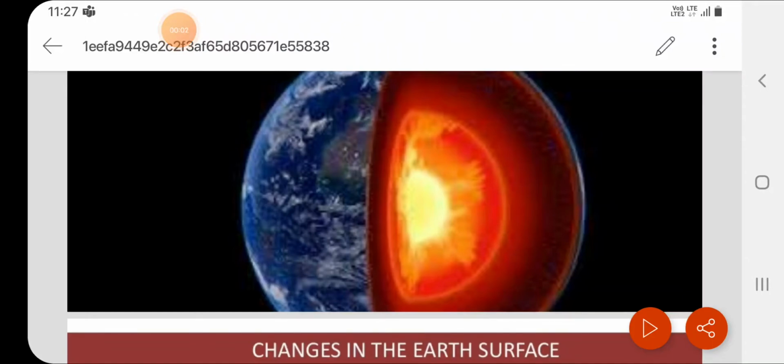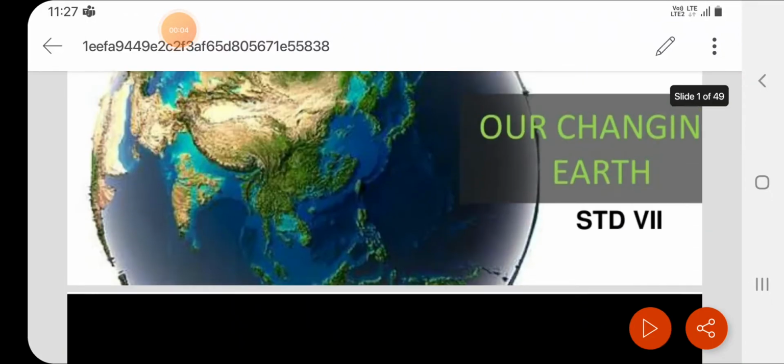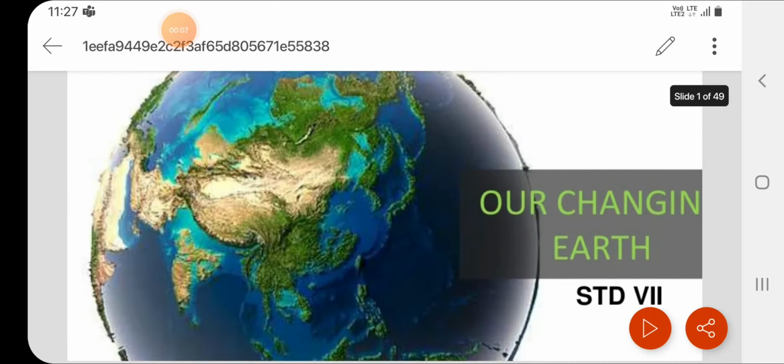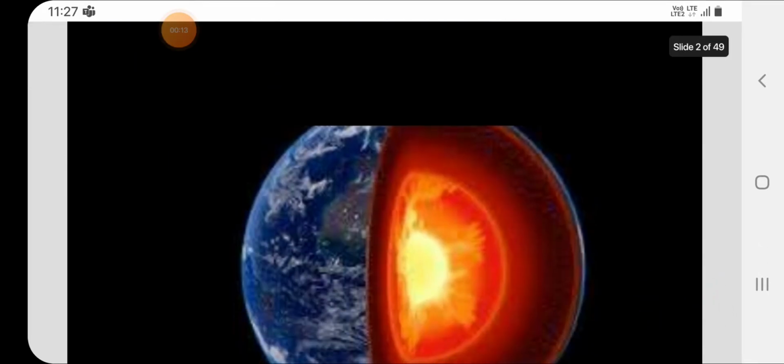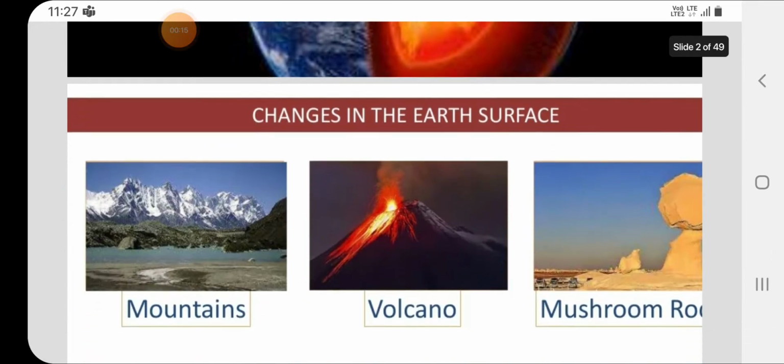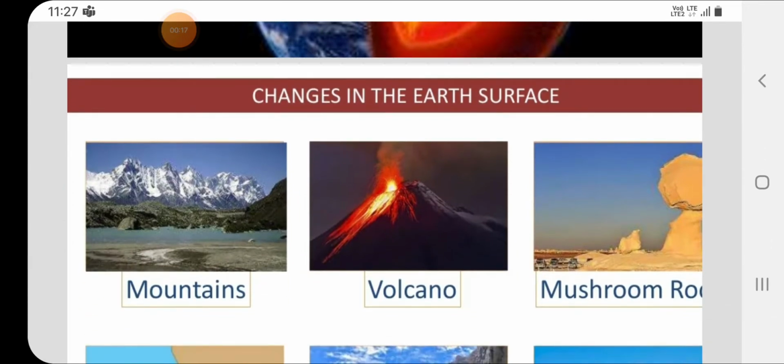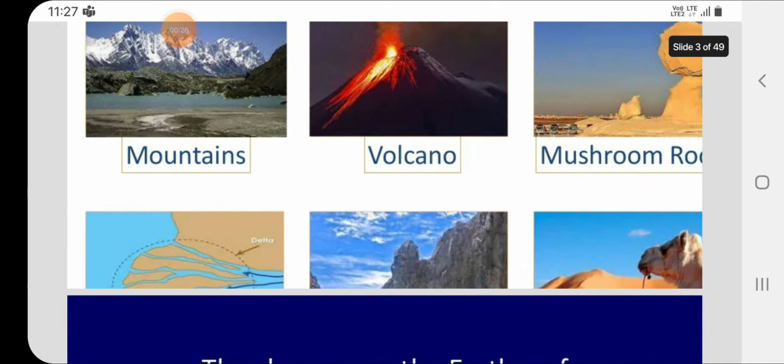Our changing earth. The lithosphere is broken into a number of plates known as lithospheric plates. Changes in the earth's surface: different landforms, major landforms, mountains, a volcano, then the work of a river, sea waves, etc.